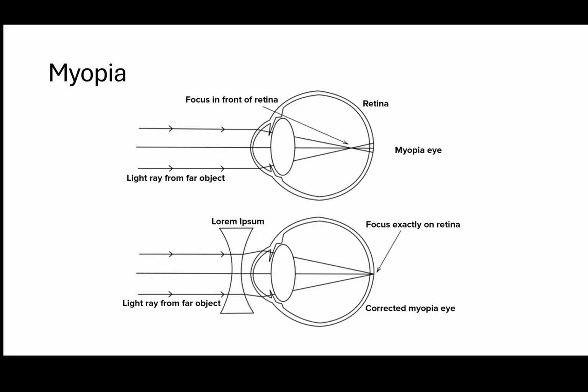So let's look at myopia. For an eye with myopia, we can see that the lens in the eye allows the image to be formed in front of the retina. Are we following? You guys can use the thumbs up or the thumbs down. So you're following, right? The image is formed there in front of the retina.